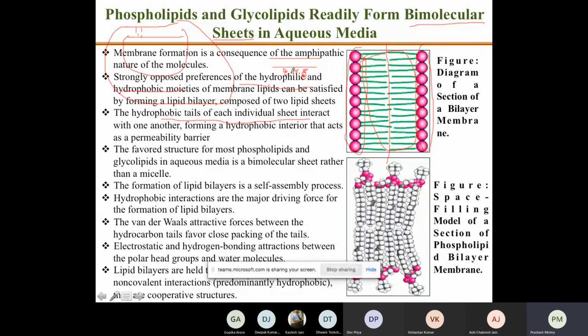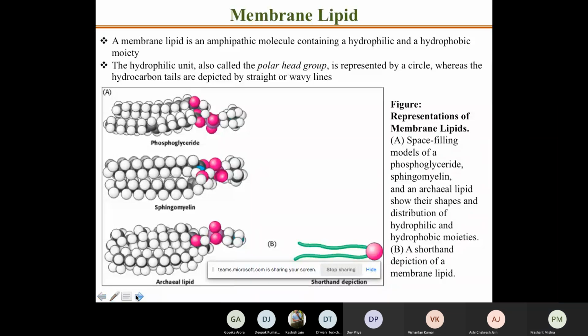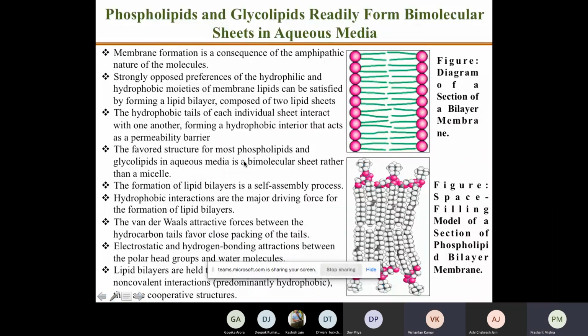The major issue is, if I leave these two sides open, the water will start interacting with the hydrophobic chain, and that is a non-stable structure. For example, this membrane and this membrane, they will close together, and that's the way they can protect themselves from water. Is it clear to you? Yes, sir. Okay.